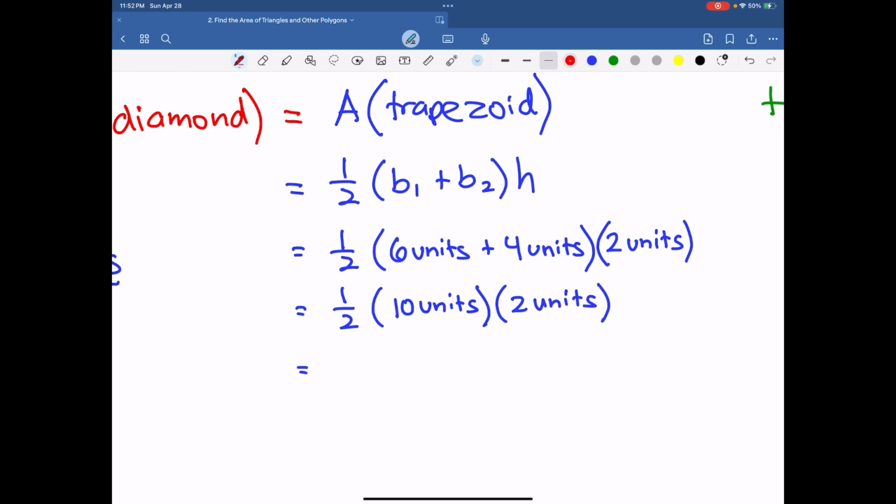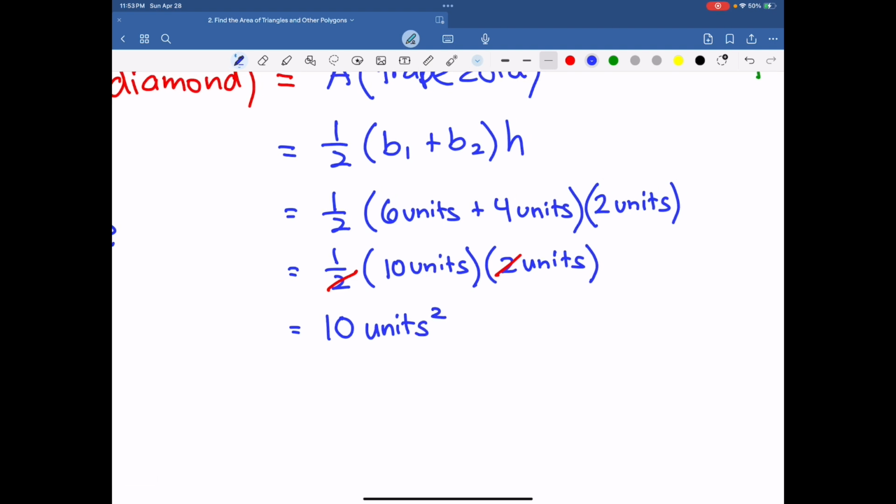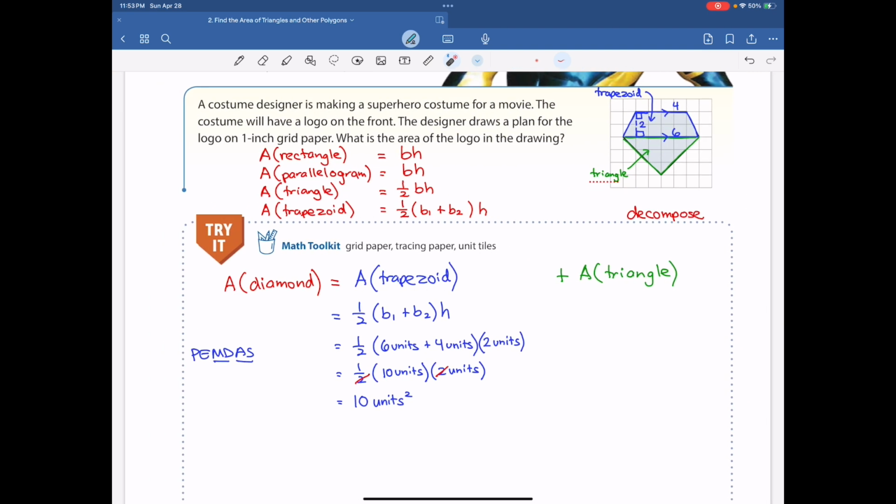Let's simplify. Looks like divide by 2 would be the easiest simplification. And here we can see that the area of the trapezoid is 10 units times units. There's 2 powers. Make sure you have both powers in your answer. So units times units equals units squared. And that is the area of the trapezoid, the blue portion of the logo. So this here is 10 units squared.